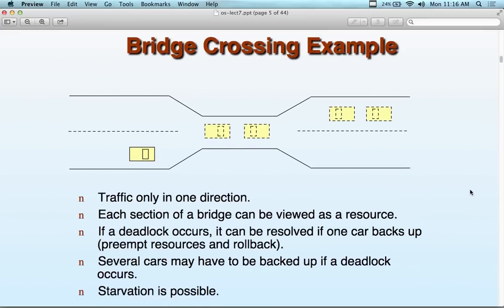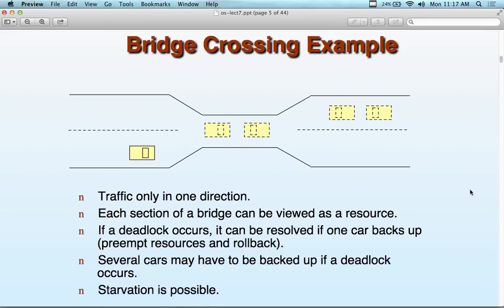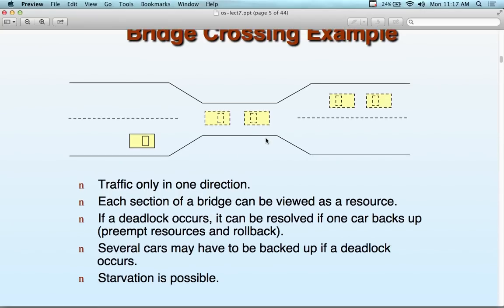So if I were to ask you to describe a deadlock situation that happens in the real world, here's one right here. Actually, the traffic is only in one direction. As we see, we can only go one way through a bridge. Each section of the bridge can be viewed as a resource. So we have 1 section, 2 section of the resource. If a deadlock occurs, it can be resolved if one car backs up.